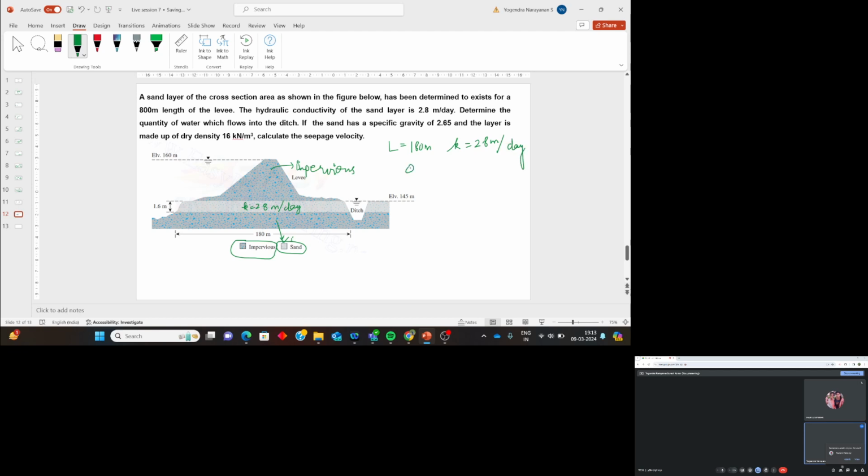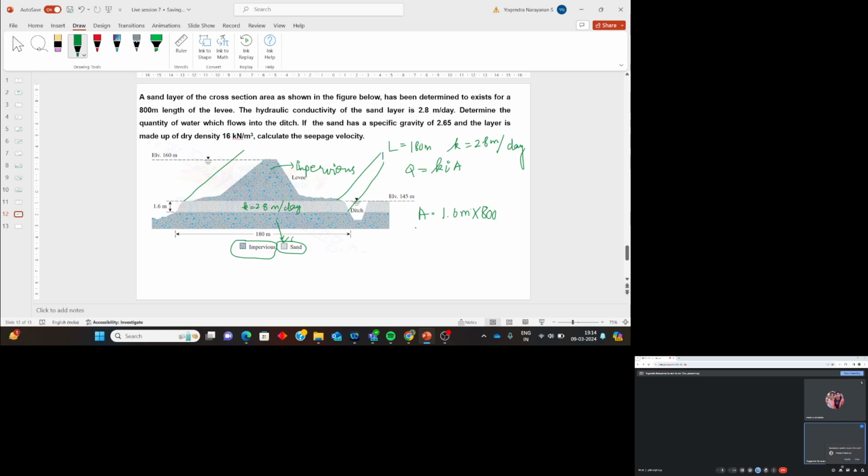You need Q. Q is equal to KiA. For A, you have the thickness 1.6 meters, right? Hello? Yes, sir. You have 1.6 meters and it is extending this side into the plane up to 800 meters. So the area will be 1.6 into 800, right? Are you able to understand? Yes, sir.